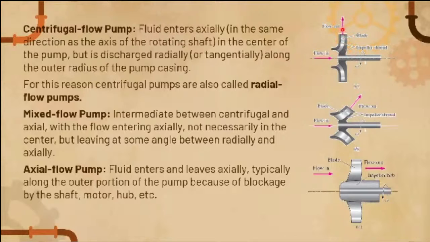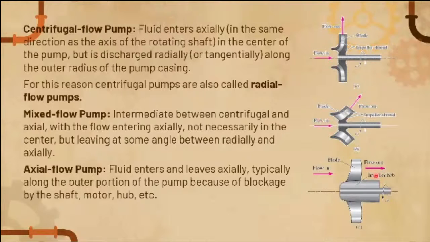So this is the first type of pump. Then the second type of pump is called the mixed flow pump. So the flow out is in between the 90 degree and the shaft, which is the axial flow. So the flow out will be in between. It could be any angle, not necessarily 45 degree. It depends on the design.